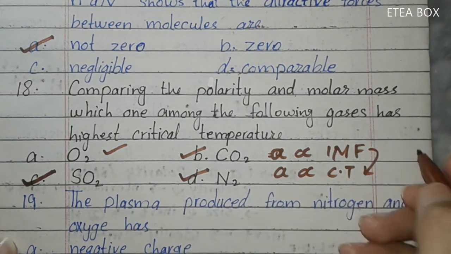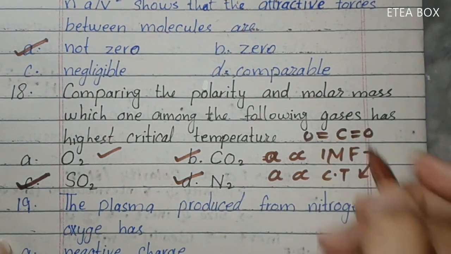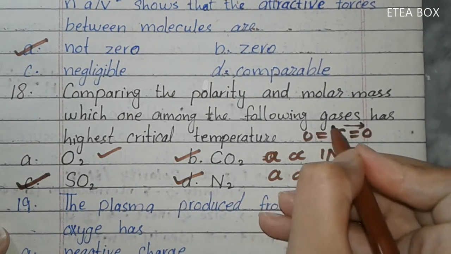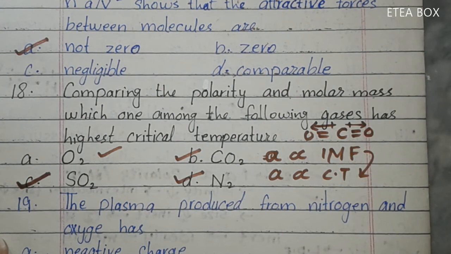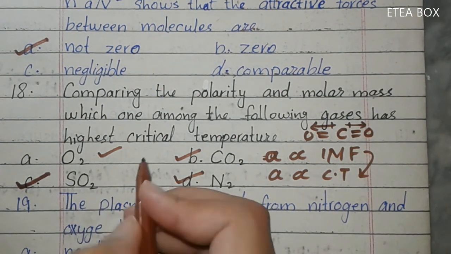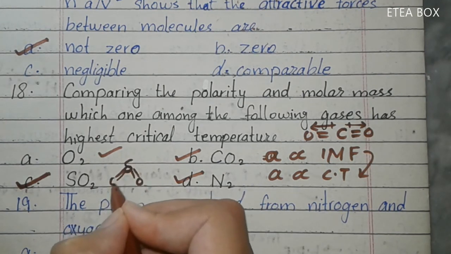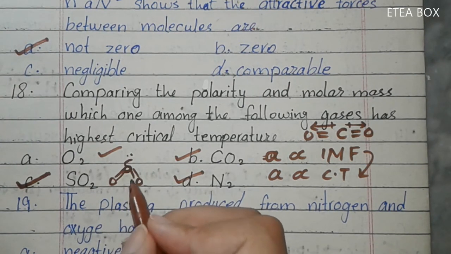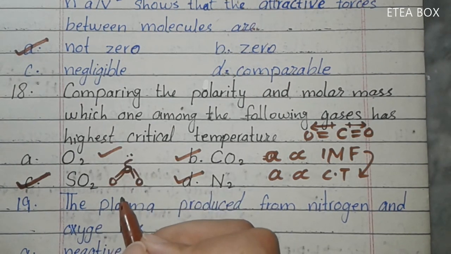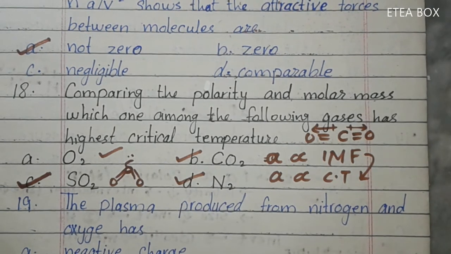Look at carbon dioxide. Here the bond moment is like this and the bond moment is like this. These two bond moments cancel the effect of each other and the molecule in turn will be non-polar. And SO2 is like this, so the bond moments will not cancel the effect of each other and it has a dipole moment, which means it is a polar molecule. So it has the highest critical temperature.